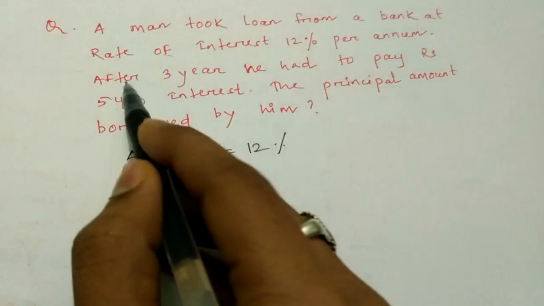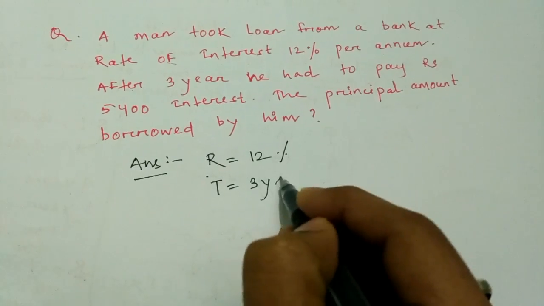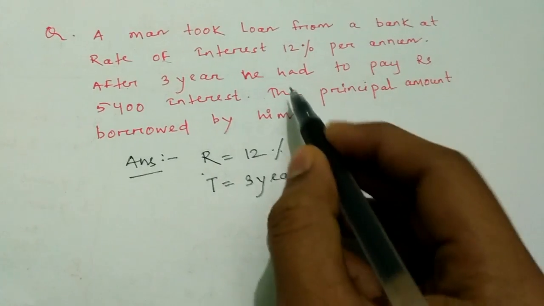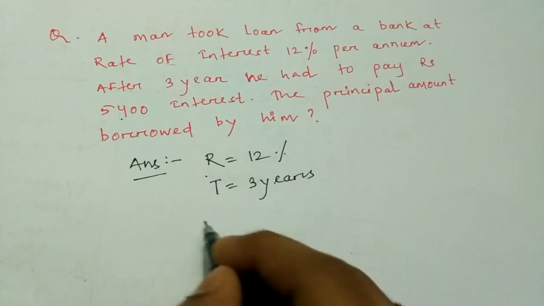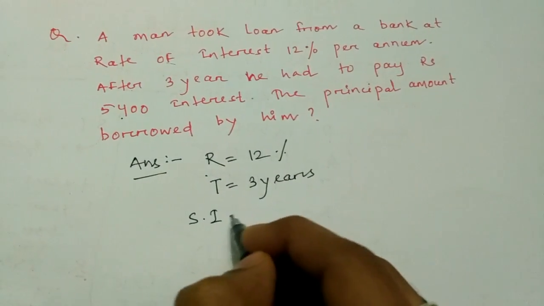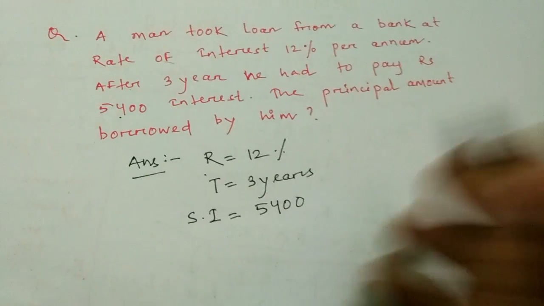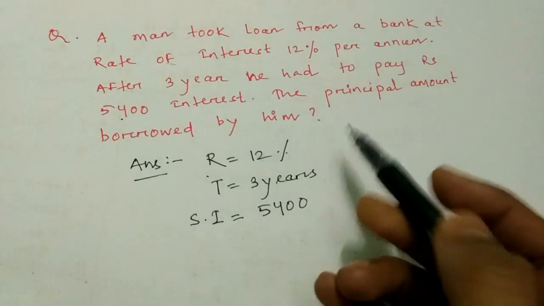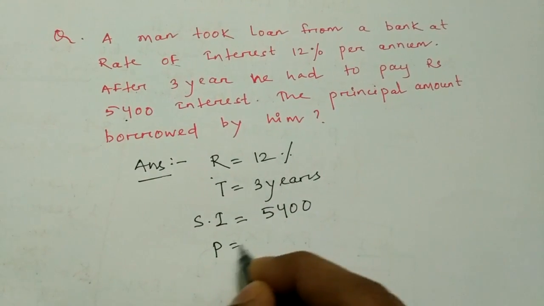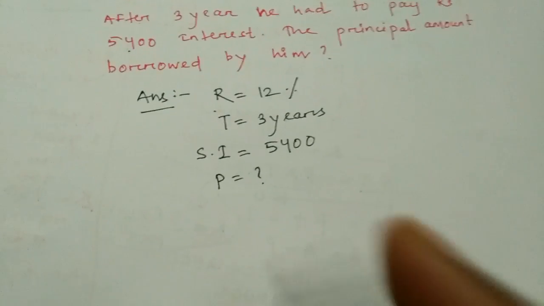Then after 3 years, means time period is 3 years. He had to pay Rs 5400 interest. So simple interest is given, 5400. Here we have to find out the principal amount. So this is quite simple, I guess.